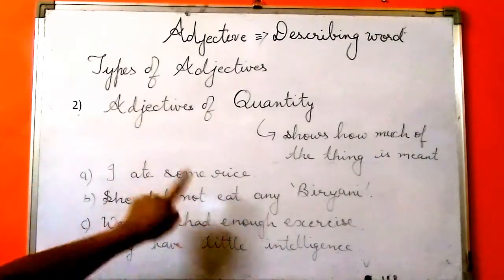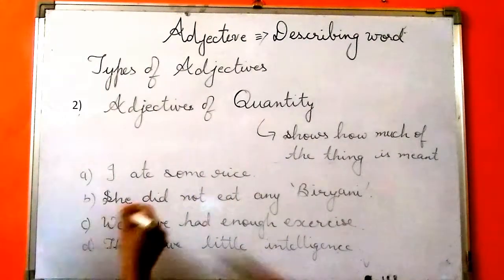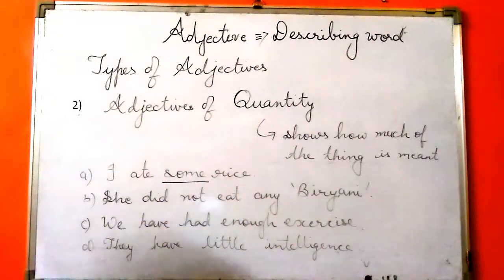So, how much rice did I eat? I ate some rice. So, the adjective is some. Look at the next one.